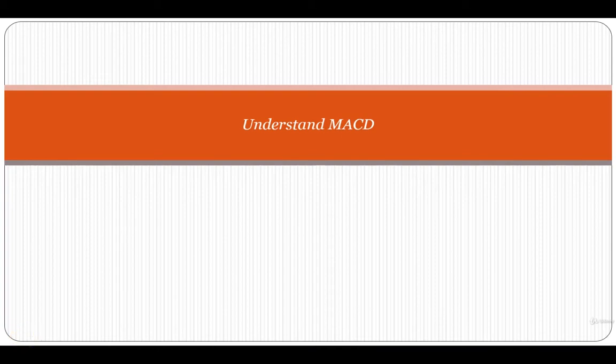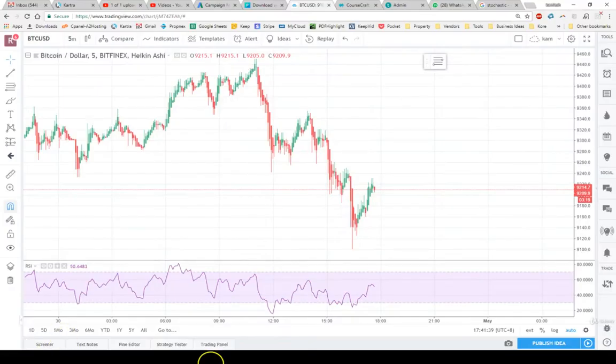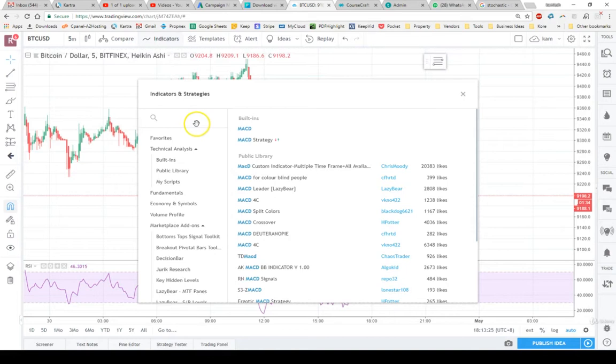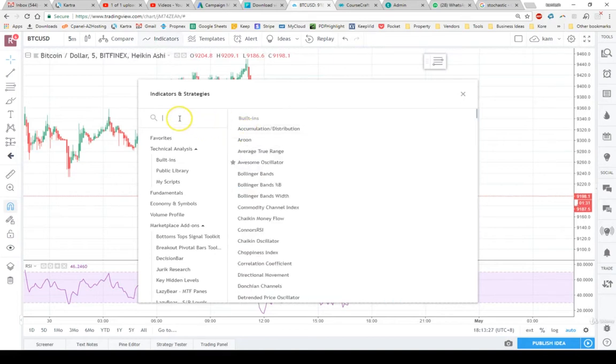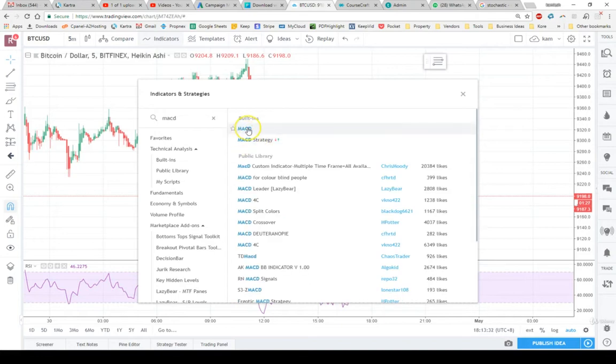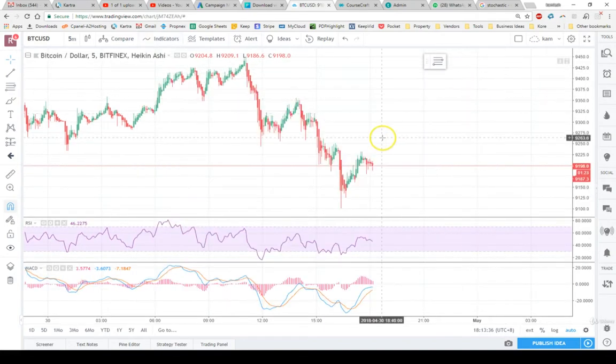Hello friends, welcome back. So in this lecture we'll understand the MACD indicator, its moving averages, convergence and divergence, and let us plot MACD on our graph now. So we go to indicators and we type MACD. Here it is. So we just type MACD and you take MACD, and there now on this graph you have MACD plotted and you have RSI plotted.